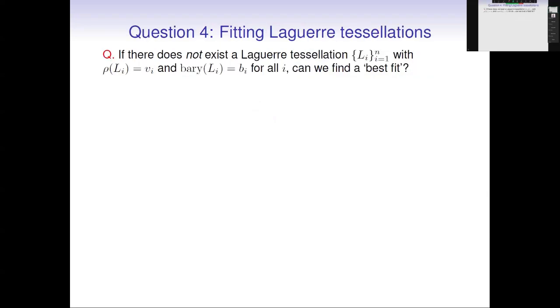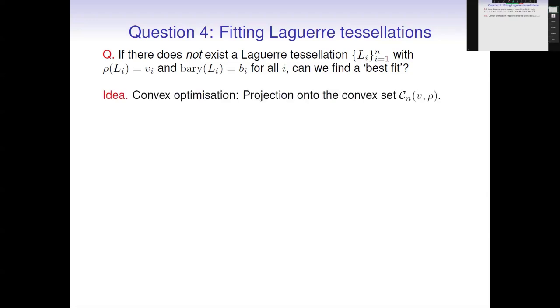So I just very briefly finish by mentioning question 4. This is work in progress, but we don't have a fully satisfactory answer. This is about fitting a Laguerre tessellation to data. In general, unless your data is an exposed point of this convex set, there doesn't exist a Laguerre tessellation where the cells have the target barycentres. But can you find the best fit? And this is really what's important in the applications.